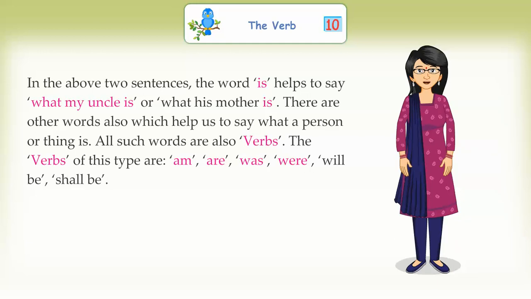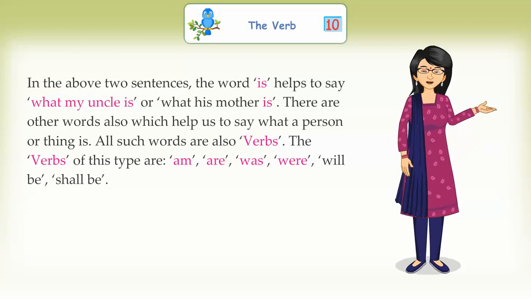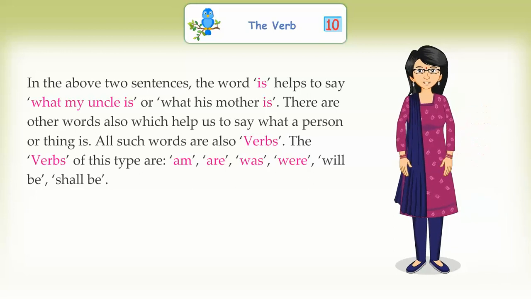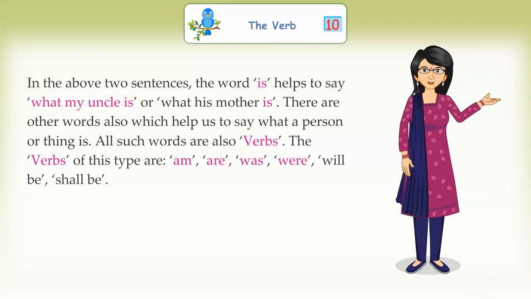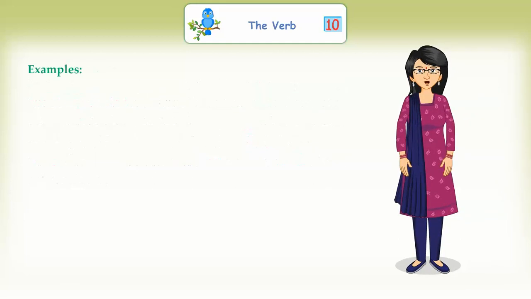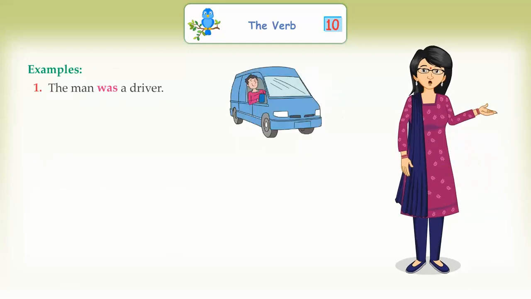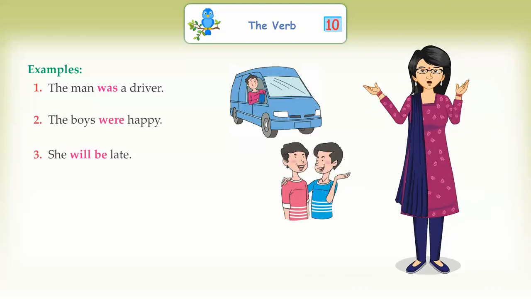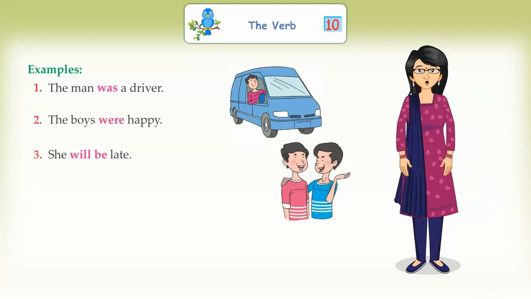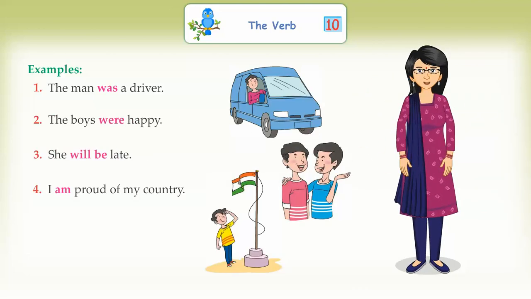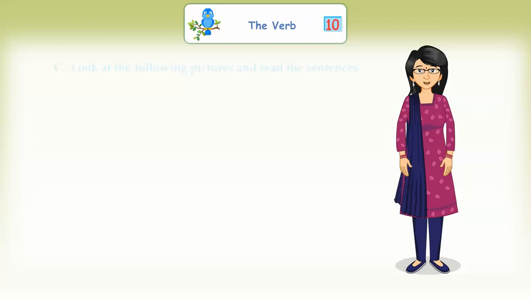All such words are also verbs. The verbs of this type are am, are, was, were, will be, shall be. Examples: The man was a driver. The boys were happy. She will be late. I am proud of my country.